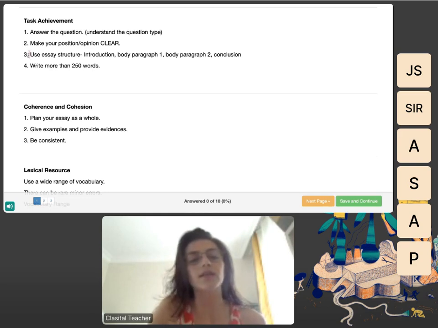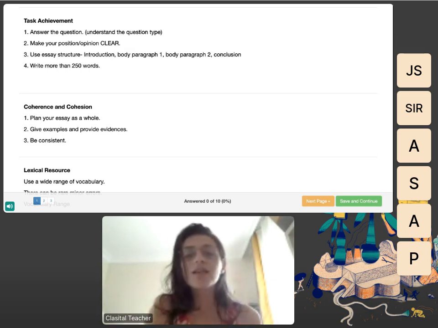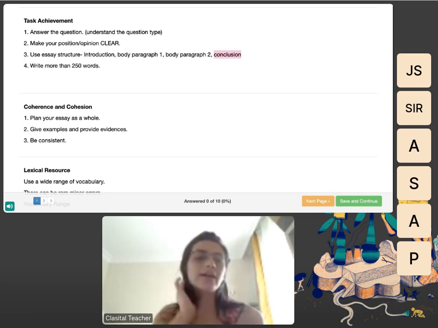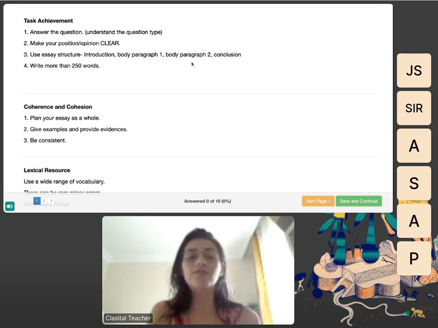We also need to use the correct essay structure, which is 1 introduction paragraph, 2 body paragraphs where we give our information, our opinion, and support it with examples and some explanations. And the last thing we have to do is to write a conclusion. So our essay needs to have 4 paragraphs. The first paragraph has to be the introduction. The 2 paragraphs later on need to be body paragraphs, and the last one should be the conclusion.